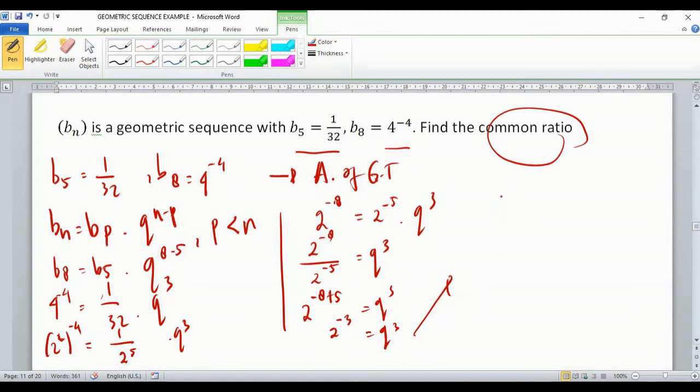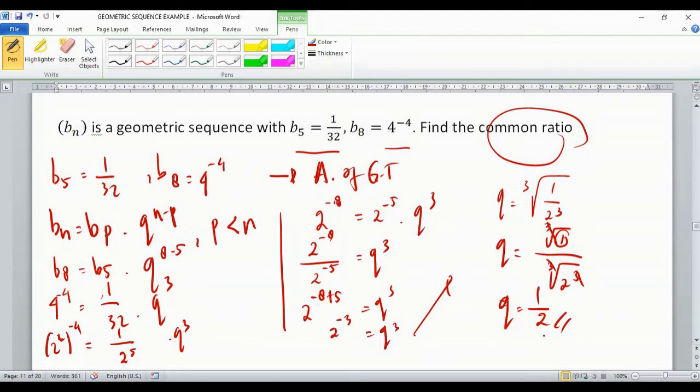So this one, let me finish this one first. k is the cube root of 1 over 2 to the power 3. So k is the cube root of 1 over 2 cubed. We can cancel the cube root and the power 3. So this one is k equal to 1 over 2. So we get the ratio with the help of the advanced general term.